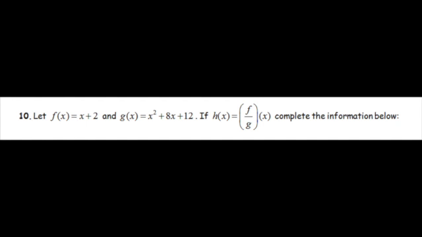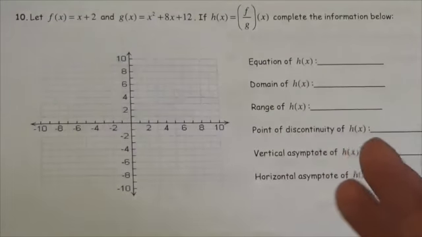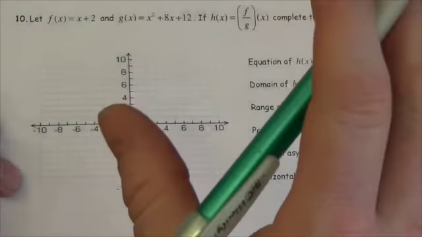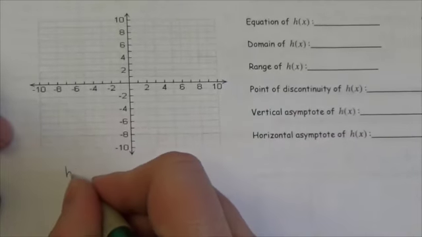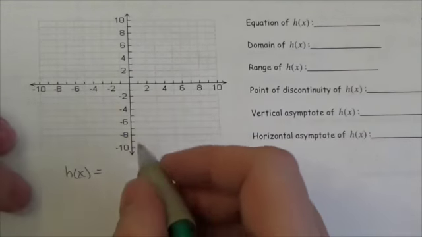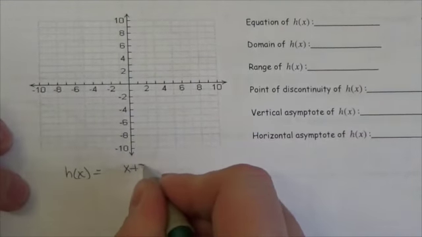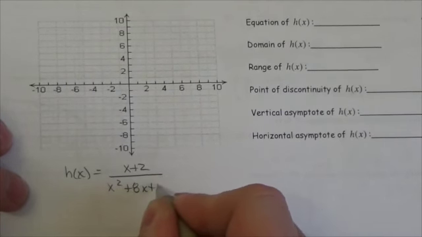Let f of x equal x plus 2 and g of x be x squared plus 8x plus 12. If h of x is equal to f over g of x, complete the following information below. With this question, we've already done several questions kind of like this. We're just going one more time, creating a quotient. So h of x, as we've already seen, is f over g. f was x plus 2, and g was x squared plus 8x plus 12.